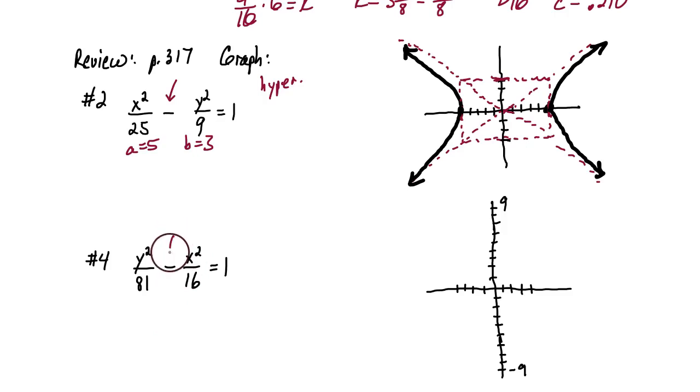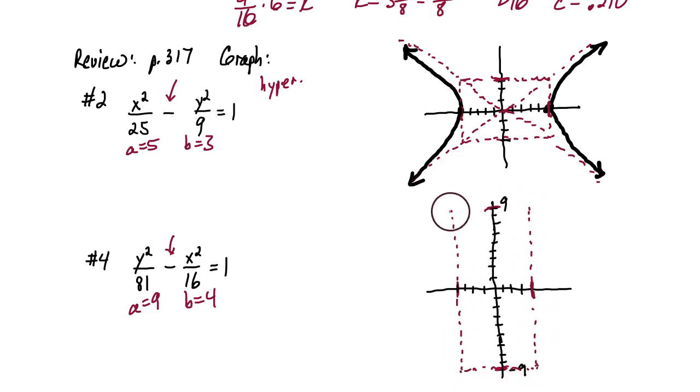Number 4, it's got the minus sign again. It's a hyperbola. This time the y squared is first, so it's the up and down one. A is 9 and B is 4. The A equals 9 is associated with the y, so it's on the y-axis, you go up and down 9. The B equals 4, this time has to do with the x, so go left 4 and right 4, and draw in the box. Now the diagonals.